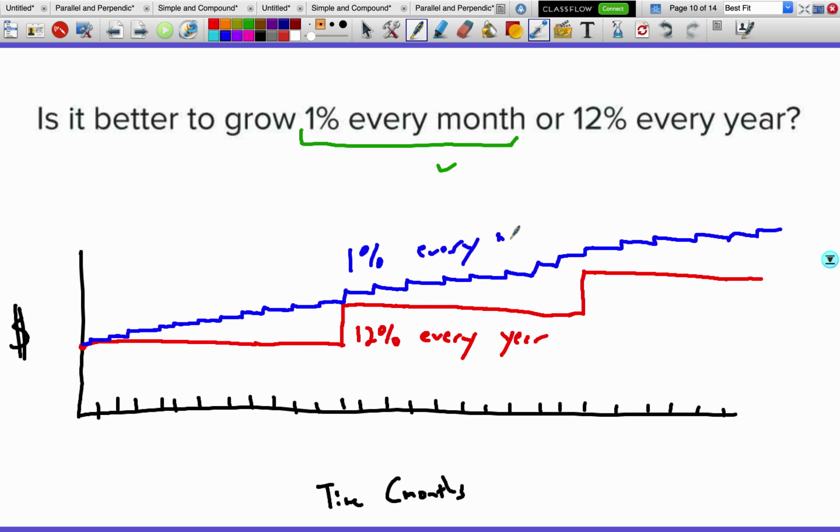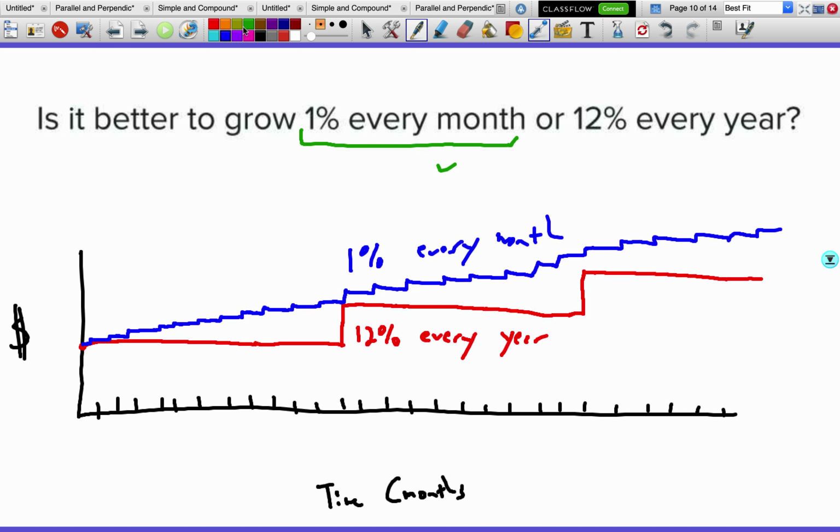And the reason for that is that future 1%s get to be applied to a larger amount. So it might add up to 12% by the end of the year, but because some of these 1%s got to apply to this amount, it gives you just a tiny edge that gets bigger over time as that 1% is growing on a bigger and bigger amount. You have interest on top of interest on top of interest.